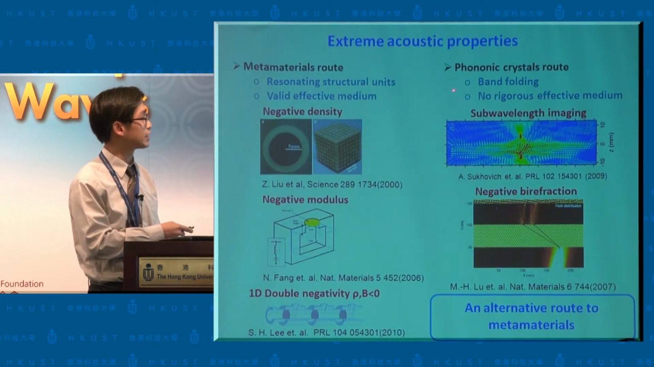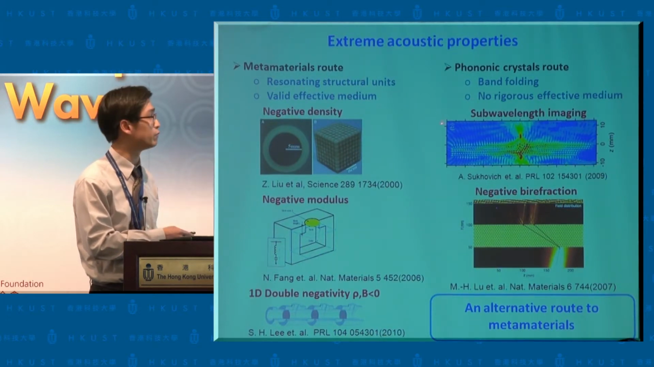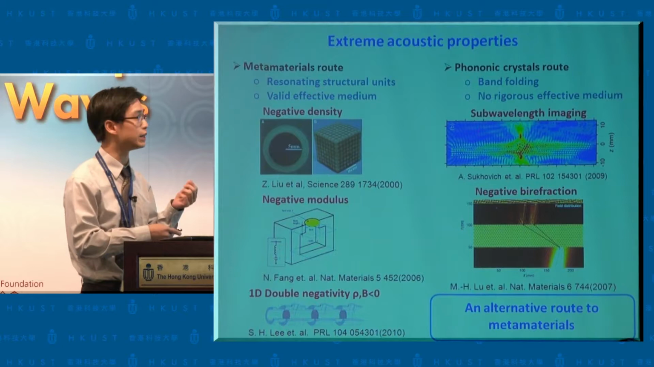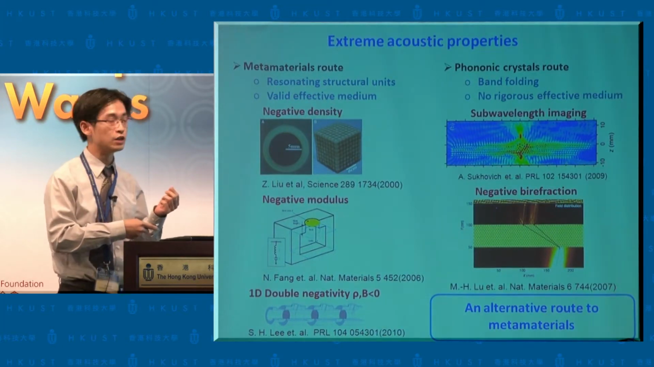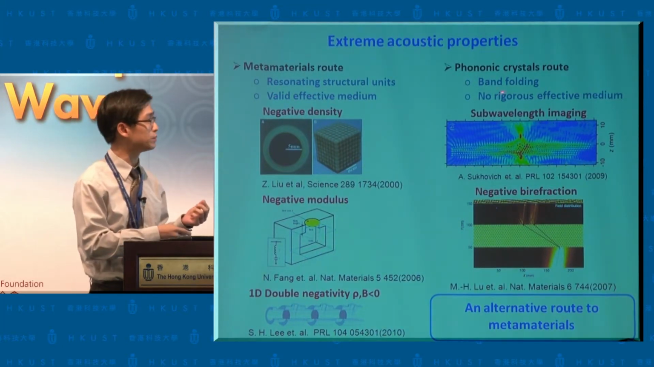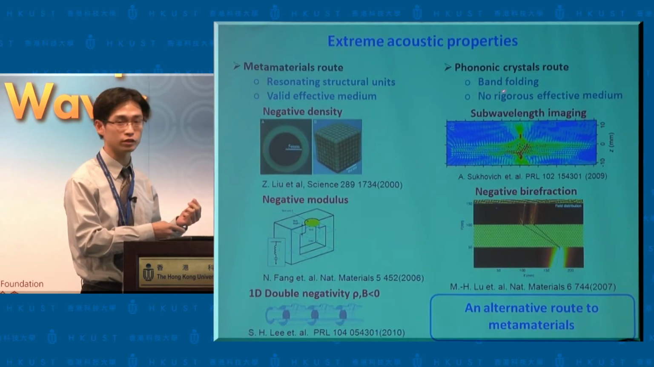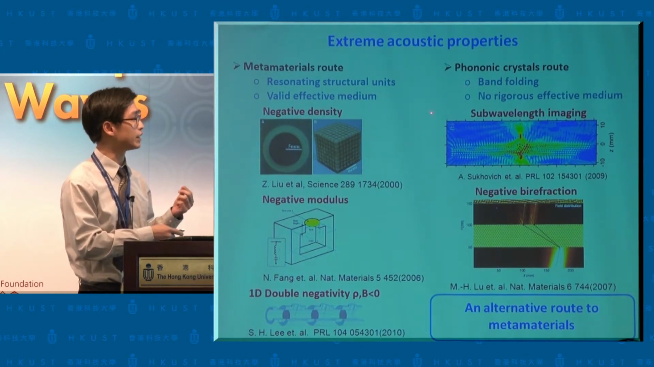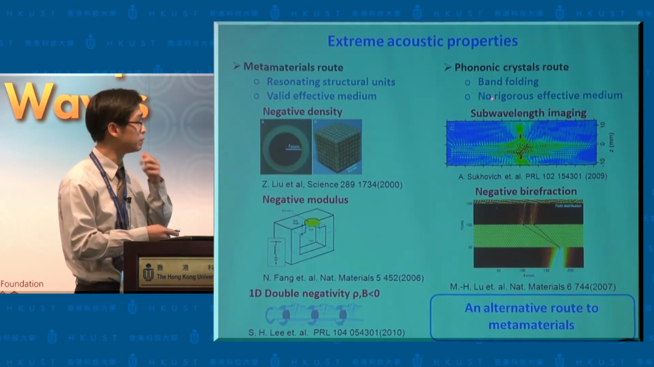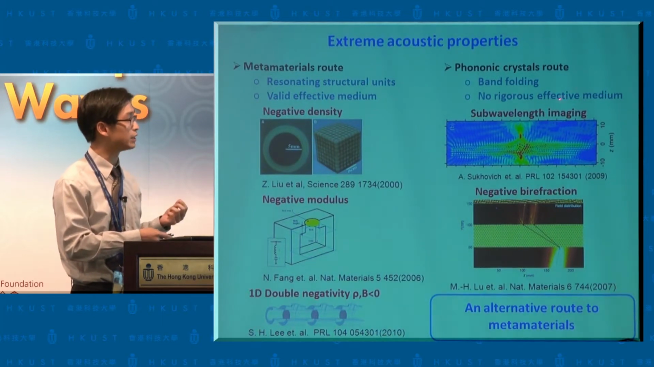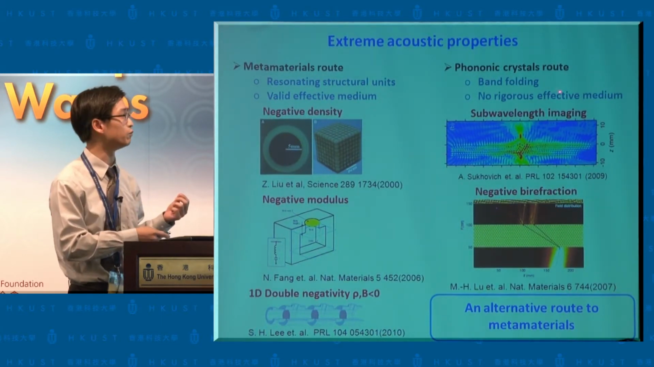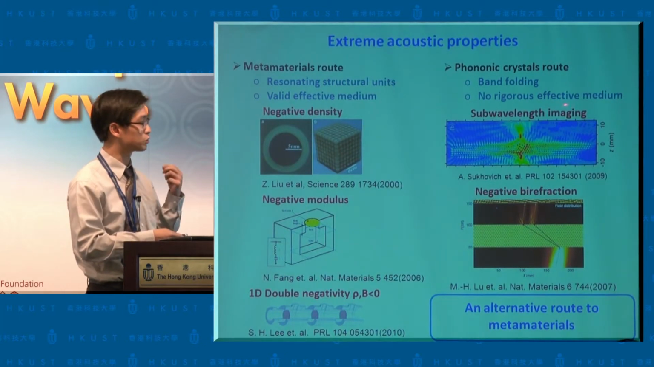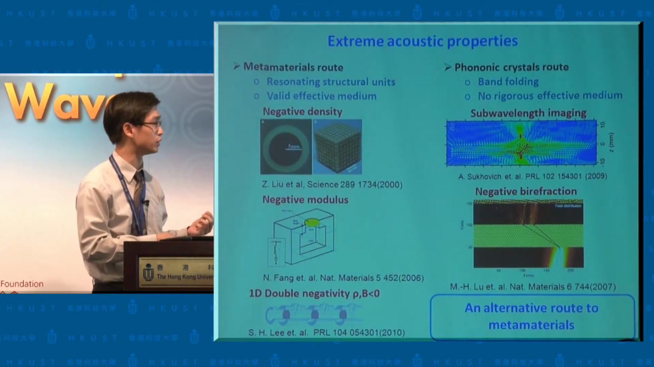For example, in this case, we are working beyond the effective medium regime, going into the intermediate frequency regime. So we rely on Bragg diffraction, or equivalently band folding. Therefore, we don't have a rigorous effective medium in this case. But very interestingly, there are many phenomena we found in metamaterials that we can also observe by using phononic crystals.